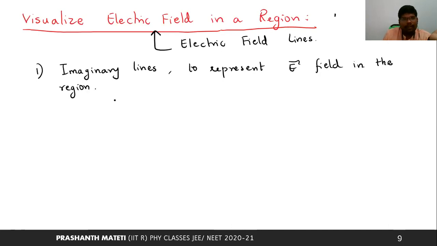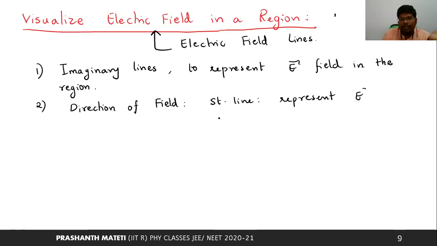So how are they represented? When you are drawing a line, the line direction represents the direction of the field. If you look at the field lines, they will tell you. If the electric field line is already a straight line, then the straight line directly represents the field direction.